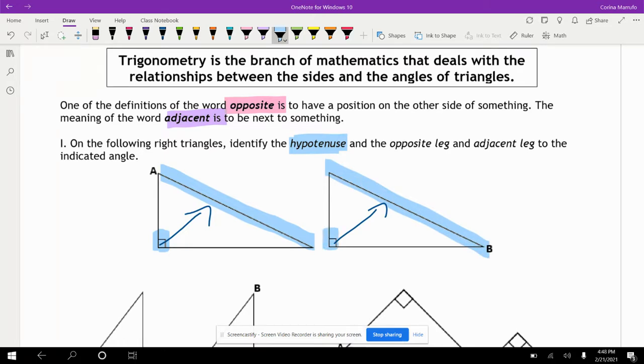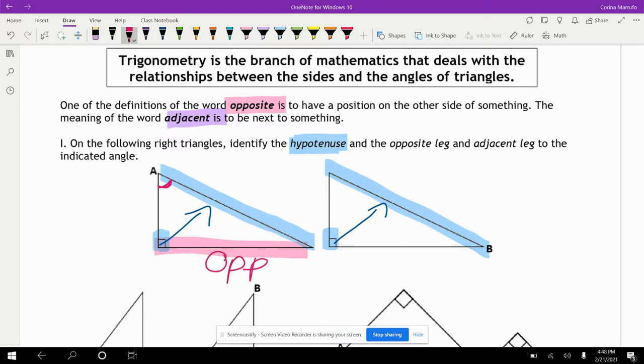Now, if we look here, they give us angle A. So here's angle A. Opposite angle A would be this side over here. So this is considered opposite angle A. We're going to put a letter O here. I like to use a cursive O just because we get it confused with the zero. You know what, let me put OPP for opposite, because we're going to use that little theta symbol.